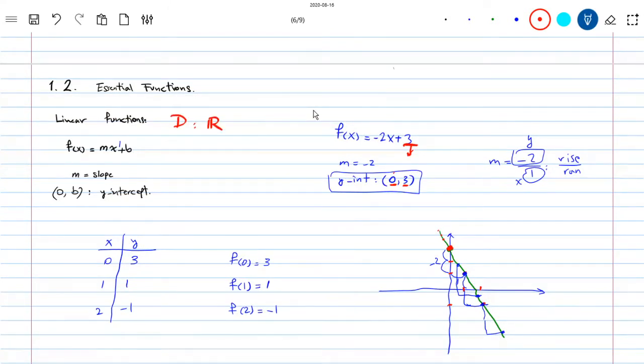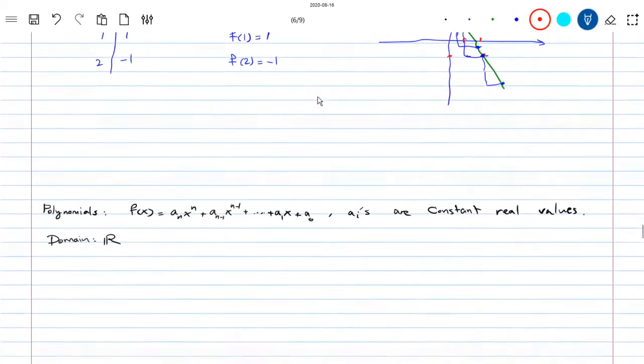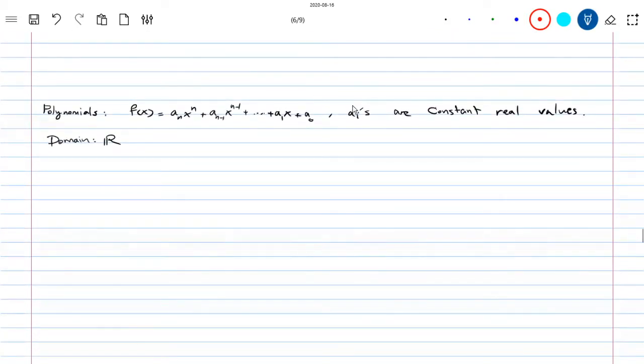It should be all real numbers. I can pick any x value, replace it in the function, no problem. Polynomials is a more general case of linear. So instead of having only degree 1, you can have degree 3, degree 4, x to the power 5, and so on. The simple case of polynomial would be a linear function.